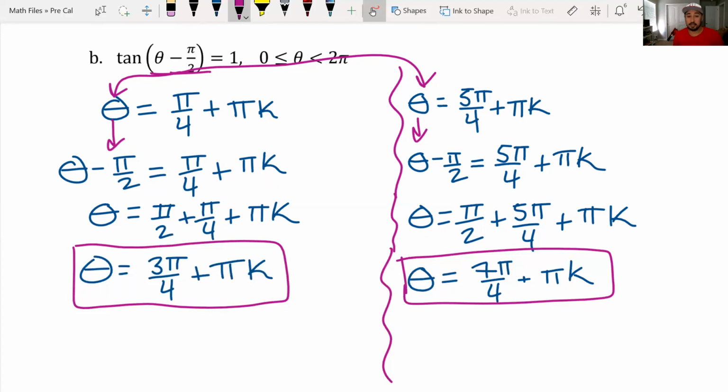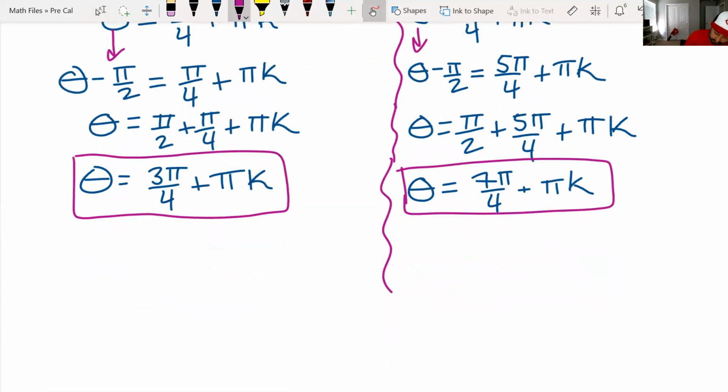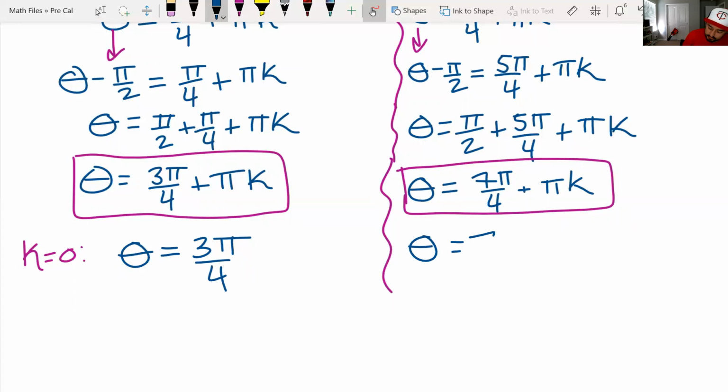Okay, so those are the general solutions. Now let's find solutions within the unit circle. The first thing we'll do is let k equal 0. And if k is 0, then we get theta equals 3 pi over 4, and theta equals 7 pi over 4. Perfect. Those are within the unit circle.